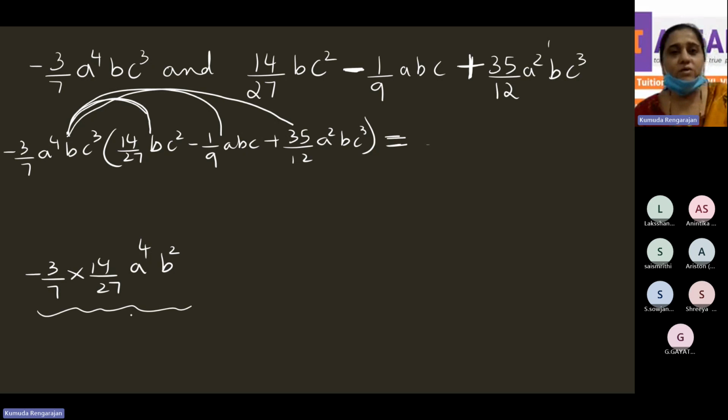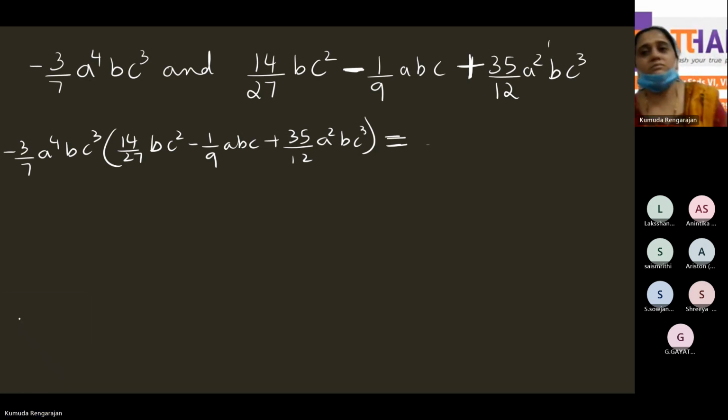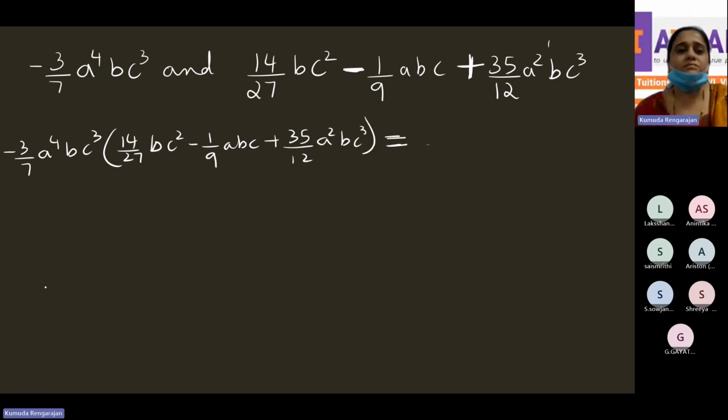Minus 3 by 7 into 14 by 27, a to the power 4. Then I'm not done with multiplying this monomial with the first term here. One second. No, you tell me. I'll come from the beginning. Tell me. Louder.